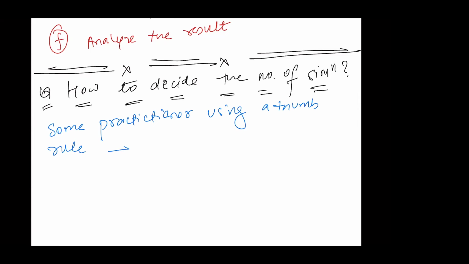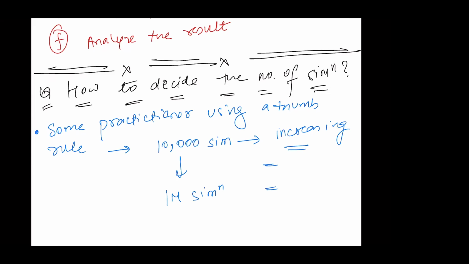So what they'll do is they'll say, okay, let's run 10,000 simulations, and then start increasing it, and then see how the result is changing. So this is basically a thumb rule. You can say, okay, let's start with 10,000 simulations, increase it to, let's say, 1 million simulations, and check how the results are varying, right? So this is one way.